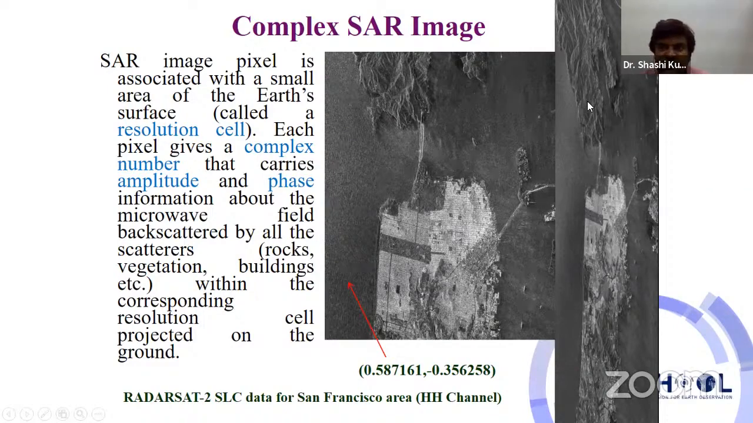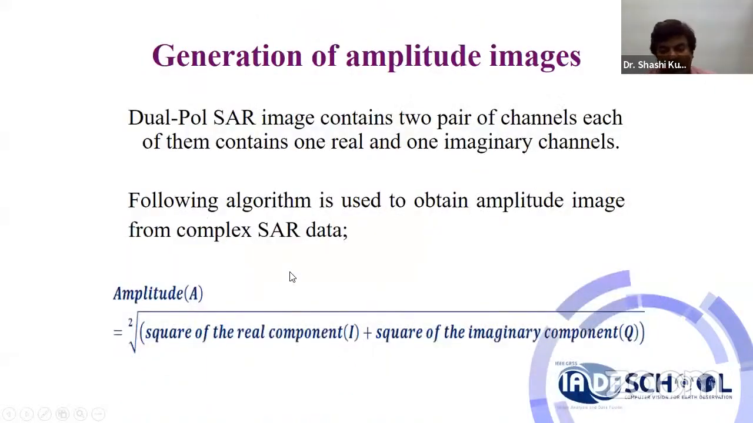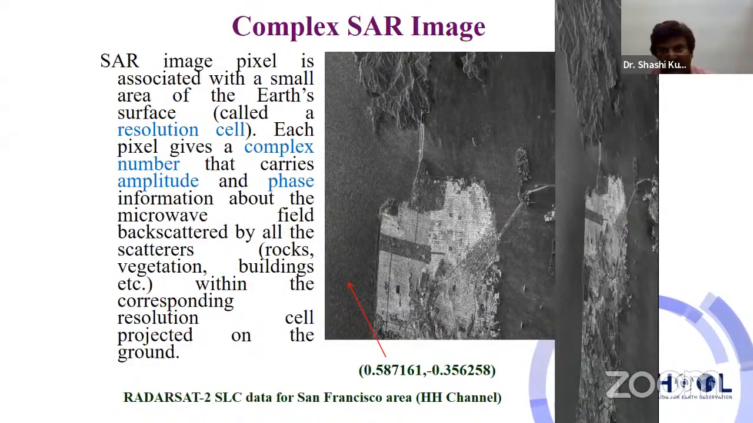So vegetation will be showing low to moderate scattering. Okay. Now we are going to talk about the data processing to generate an amplitude image from the SLC dataset, because in the previous slide you have seen that this is the single look complex dataset. In the single look complex dataset, each and every resolution cell will be represented by a complex number. One will be the real channel, another will be the imaginary channel. So both the values will be there for each and every resolution cell.